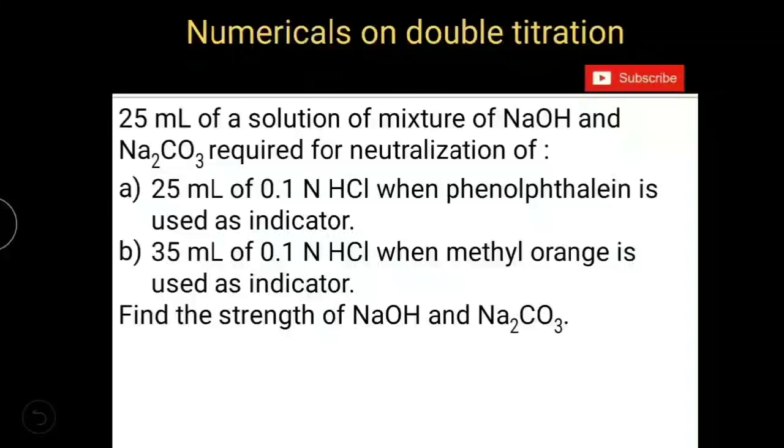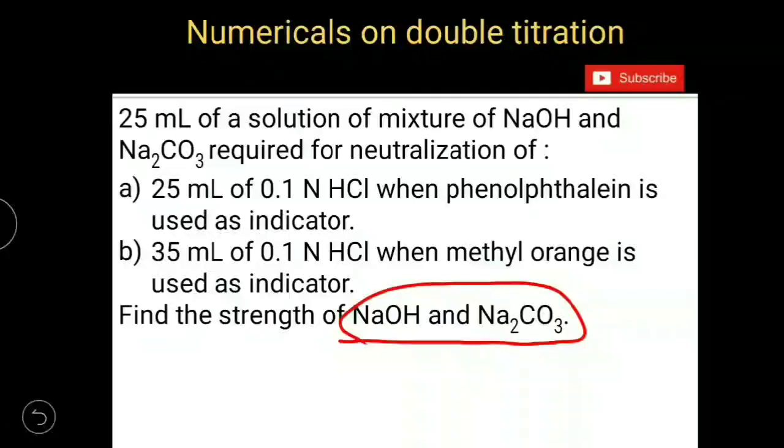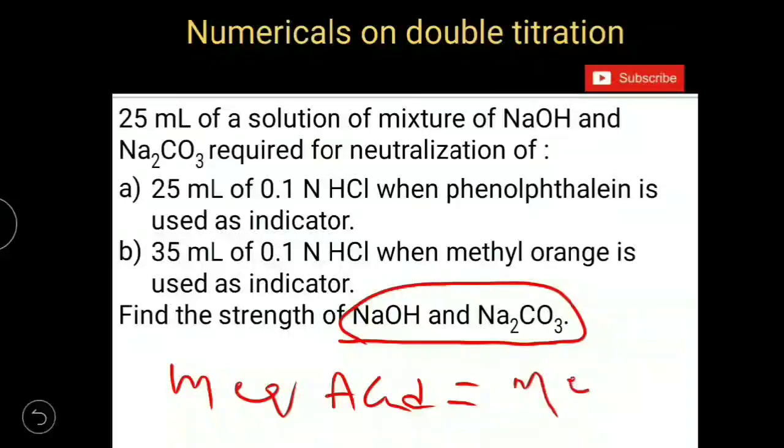Usually in a simple acid base titration, one acid will be titrated against one basic solution, but here an acid is titrated against a mixture of two bases, sodium hydroxide and sodium carbonate. In a simple acid base titration, we have a relation: number of milli equivalents of acid equals number of milli equivalents of base. In any neutralization reaction, number of milli equivalents of acid will be equal to number of milli equivalents of base.